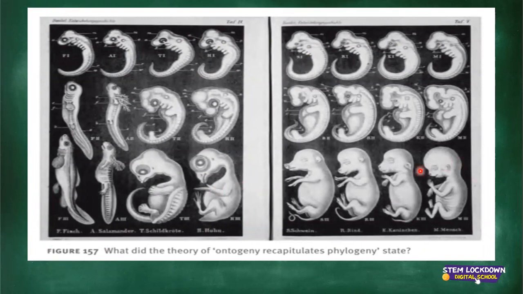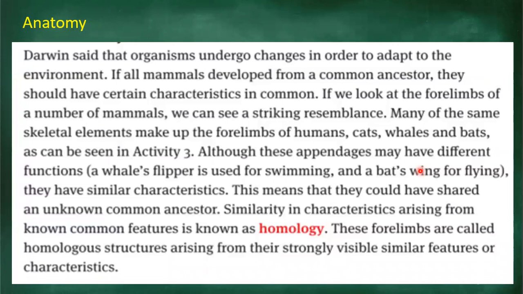So that's the theory that ontogeny recapitulates phylogeny. We were discussing this when we were discussing the evidence for evolution. Another evidence is comparative anatomy. Darwin said that organisms undergo changes in order to adapt to the environment. If all mammals developed from a common ancestor, they should have certain characteristics in common. If we look at the forelimbs of a number of mammals, we can see a striking resemblance.